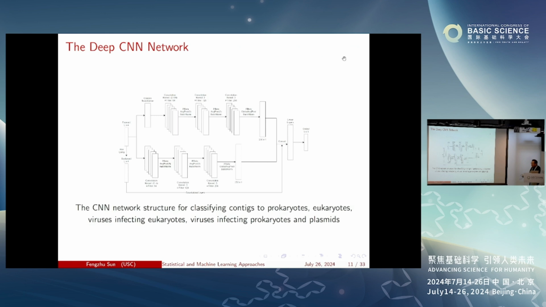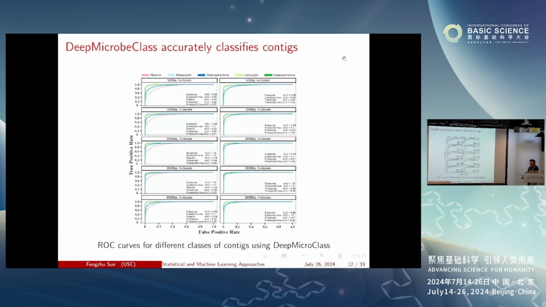Okay, so what is the performance? Here it just shows the performance. If you look at the left panel, this shows the AUC curve for different sequence lengths. These are the sequence lengths for 500, those are the 1,000, 2,000, 3,000.